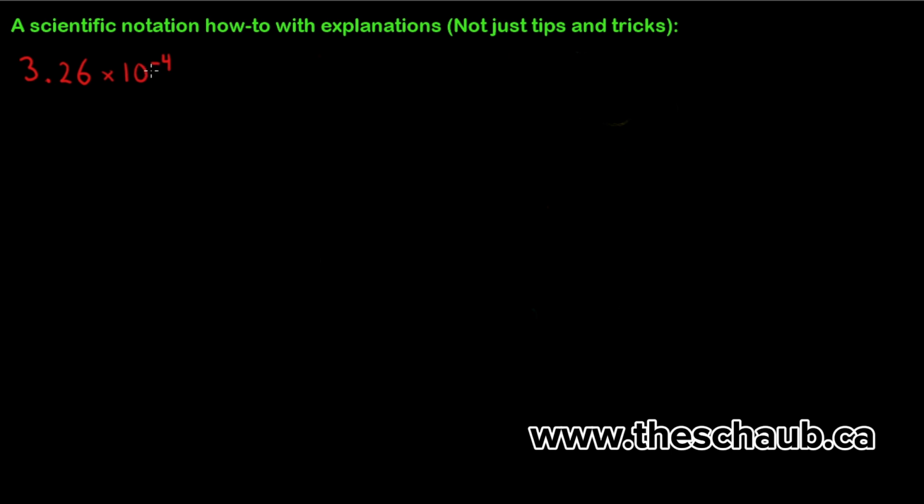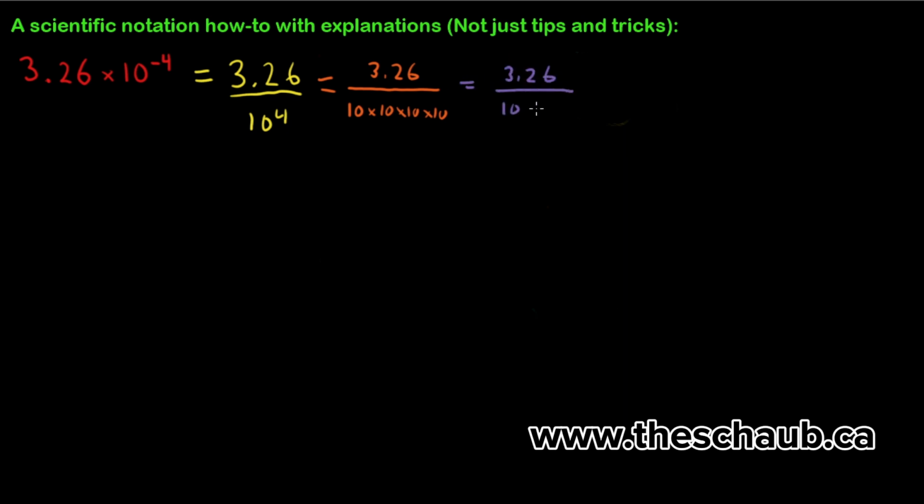What a negative exponent actually means is that the value is in the denominator. So 3.26 times 10 to the negative 4 is actually 3.26 divided by 10 to the power of 4. And as we've just seen, 10 to the power of 4 is equal to 10 multiplied by itself 4 times. So this is 3.26 divided by 10 times 10 times 10 times 10, which is equal to 3.26 divided by 10,000.